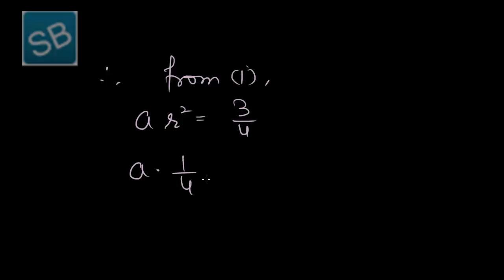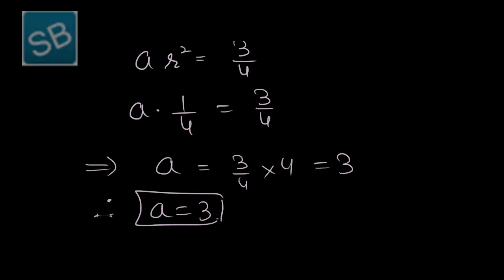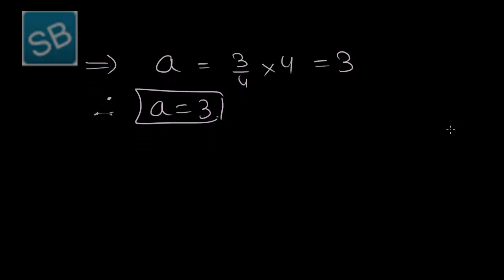Therefore, from number 1 we have A into R square is equal to 3 by 4. That is A into 1 by 4 is equal to 3 by 4. That is A is equal to 3 by 4 into 4, that gives 3. Therefore, A is equal to 3. As we get A and R, now we can find the sum of 4 terms.